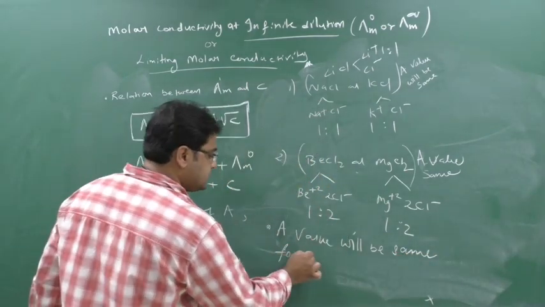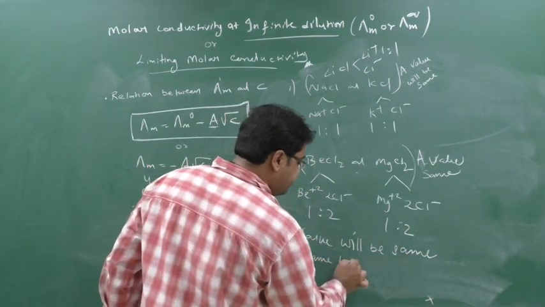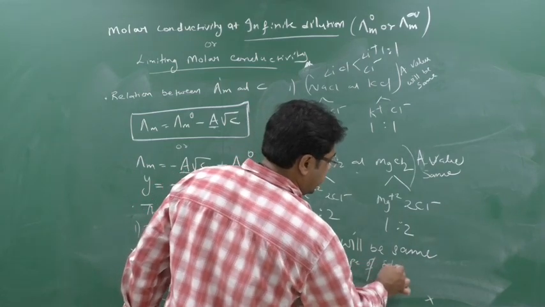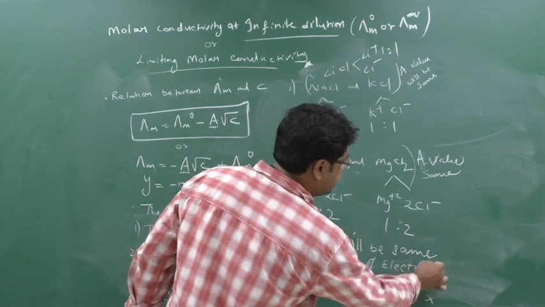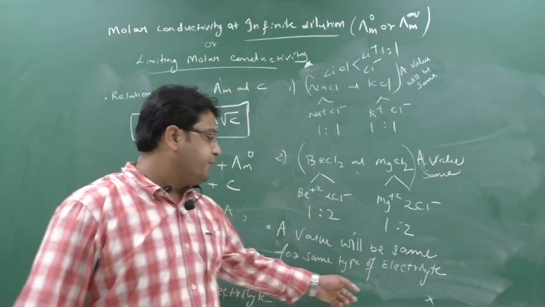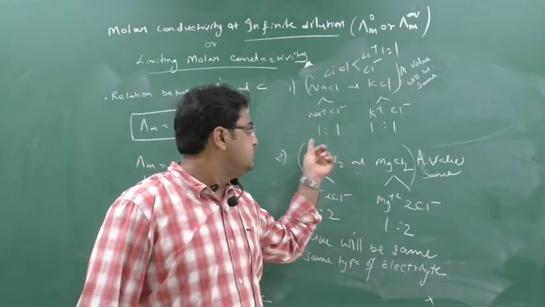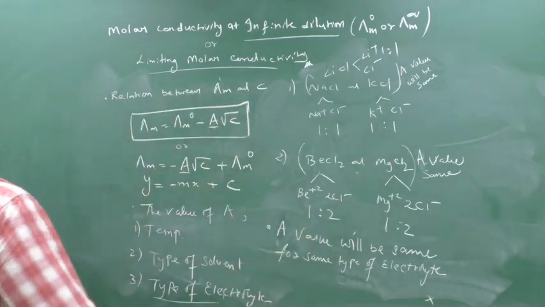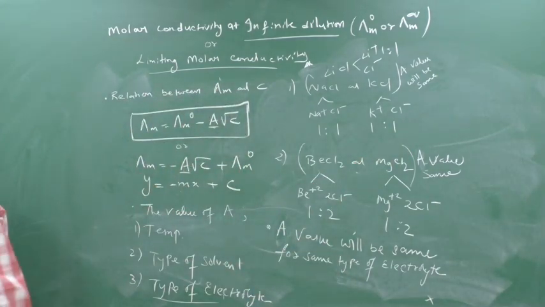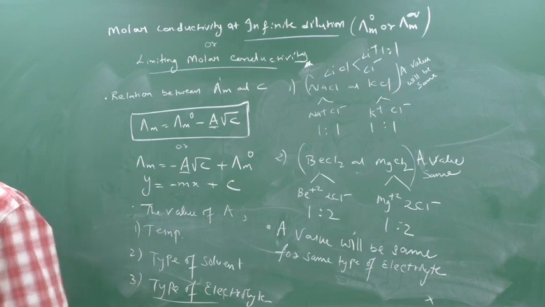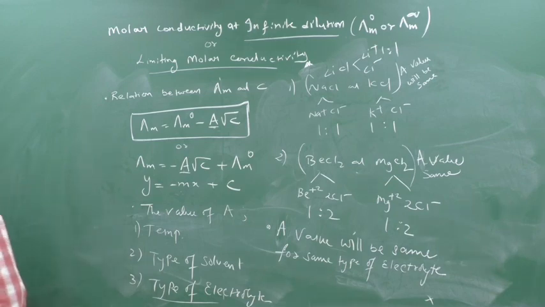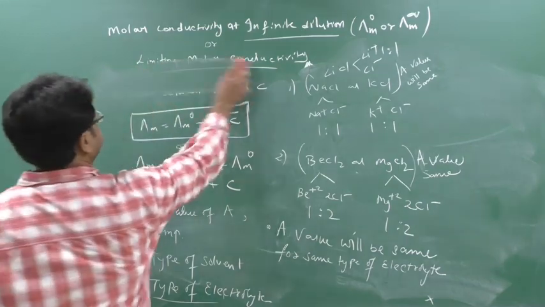For the same type of electrolyte, and what does same type of electrolyte mean here? Same number of ions. Yes, same number of ions. So the A value will be the same for the same type of electrolyte, and same type of electrolyte means the same number of ions. Clear this part? Okay. So I hope you understood this. Now based on this, we'll try to solve degree of dissociation.